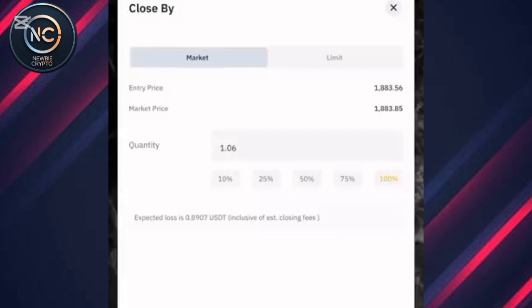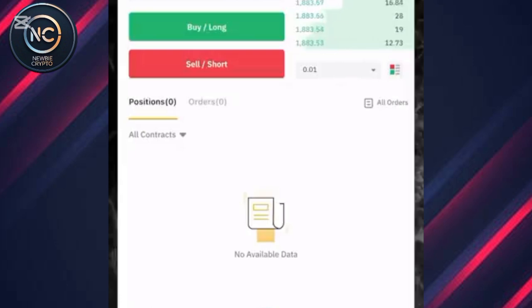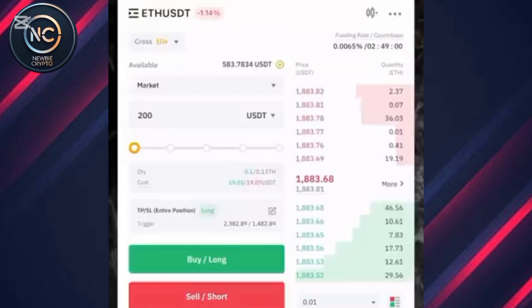So you come right here, you'll be seeing that the expected loss is 0.89. You can see it's changing. So you'll be seeing the amount of loss or profit that you make if you close it instantly or immediately. So I'll just come here and tap on confirm. So you can see that it has been closed and it is no longer there. So this is the simple and complete guide on how to do derivatives trading on the Bybit app.